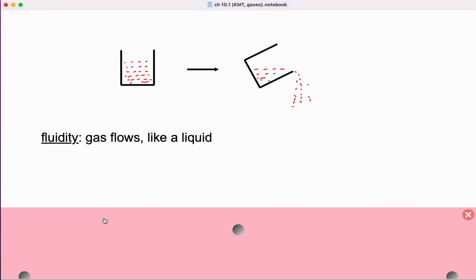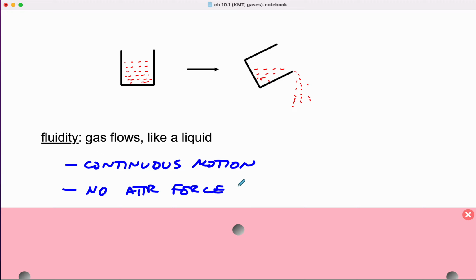So once again, what part or parts of the kinetic molecular theory most directly explain why gases exhibit fluidity? Well, they're pretty much the same as the parts that explain expansion. That is, the particles are in continuous motion, and that there are no attractive forces between the particles. Because they're moving constantly and they're not attracted to each other, they can flow like a liquid.